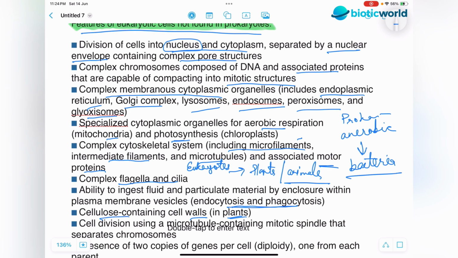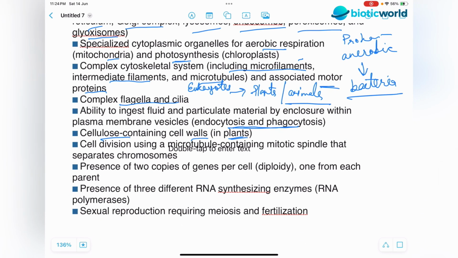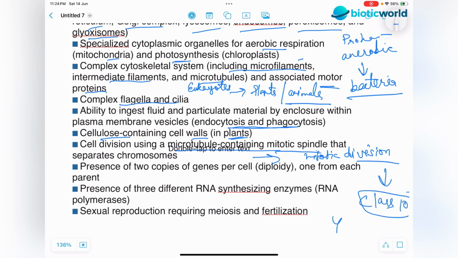Endocytosis and phagocytosis are like engulfing, at the time of emergency, or if a cell died, our body engulfs that cell. Cell division using a microtubule containing mitotic spindle that separates chromosomes. In terms of mitotic division, right, we have studied these spindle fibers in class 10.